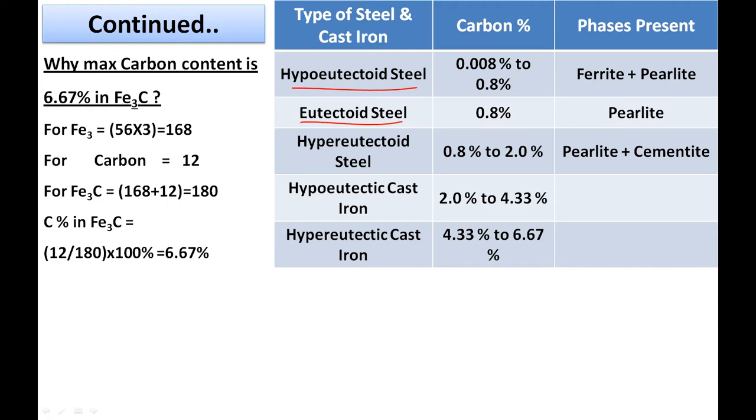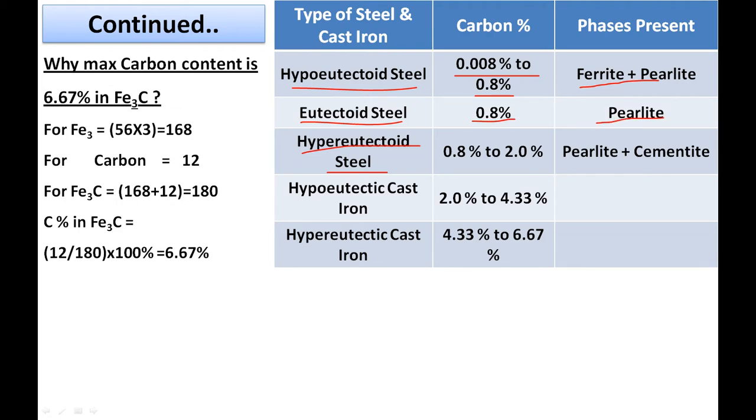What are these? If the carbon percent is 0.008% to 0.8%, that is hypoeutectoid steel, and the phases present are ferrite and pearlite. Now what is pearlite? Pearlite is nothing but alpha plus Fe3C. I will explain more after this. And for eutectoid steel, 0.8% carbon is present and there is 100% pearlite.